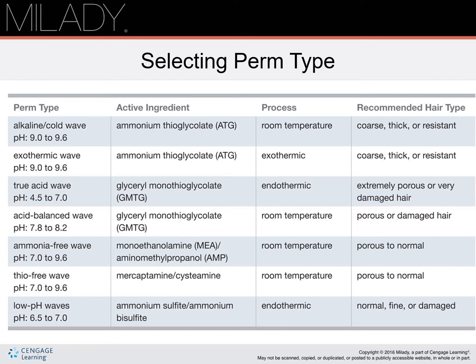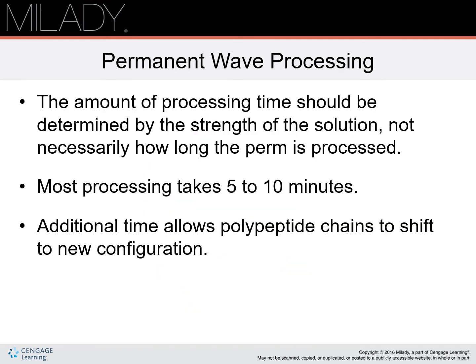So, permanent waving processing. The strength of any permanent wave is based on the concentration of its reducing agent. The amount of processing is determined by the strength of the permanent wave solution. The amount of processing should be determined by the strength of the solution, not necessarily the processing time. Most processing takes 5 to 10 minutes. Additional time allows the polypeptide chains to shift to a new configuration.